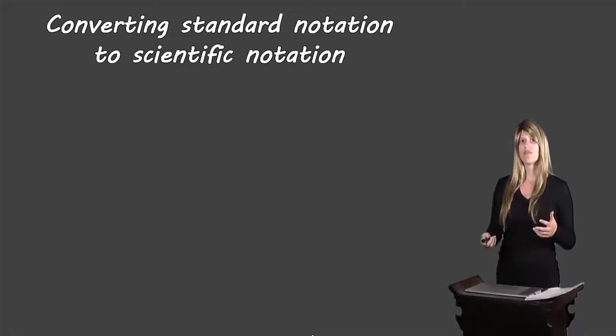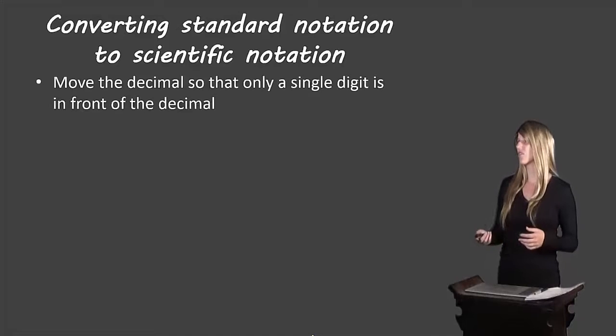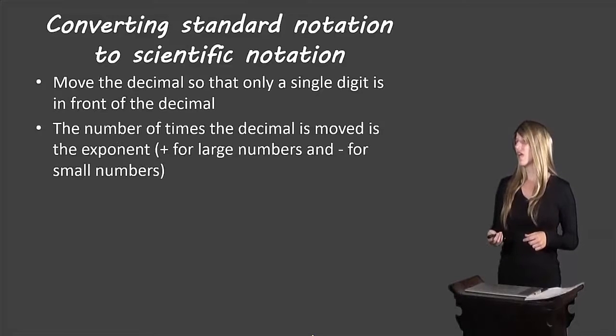So let's see how we convert back and forth, this time converting standard notation into scientific notation. You're going to move the decimal so that only one single non-zero digit is in front of the decimal. And then the number of times the decimal is moved is the exponent that you're going to write. And again, it's positive for large numbers and negative for small numbers.